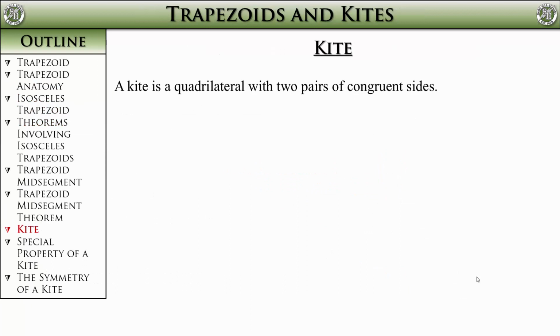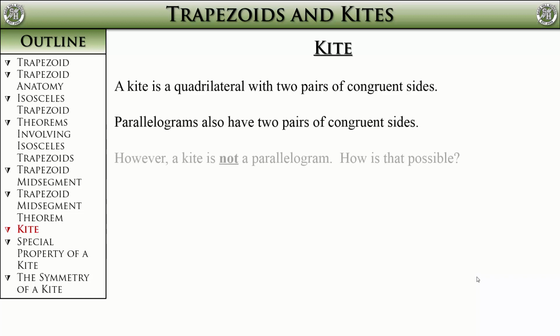On to kites. A kite is a quadrilateral with two pairs of congruent sides. Parallelograms also have two pairs of congruent sides. However, a kite is not a parallelogram. How is that possible? Do you know? We know that having opposite sides congruent is one way to prove that a quadrilateral is a parallelogram, or at least you should know that. Using indirect reasoning, we can rule out that the opposite sides are congruent.